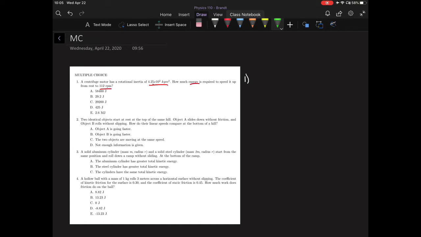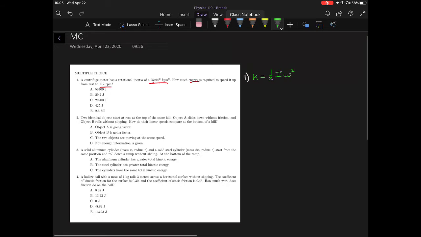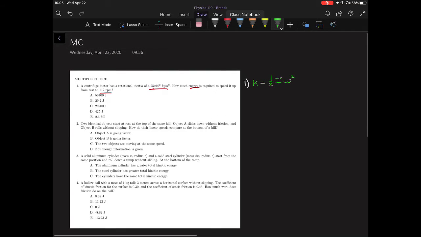So first thing we need to do is figure out what our equation is. If we look on our equation sheet, our kinetic energy is 1/2 I omega squared. That means that we need I and omega. The problem gives us I here, and it gives us some version of omega here. So we just need to convert that and make sure that everything's in radians per second.